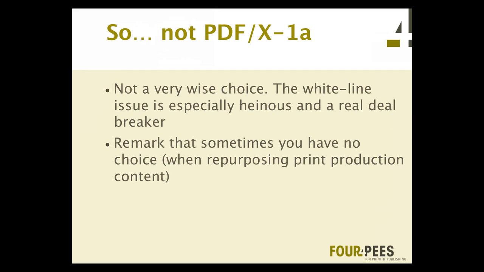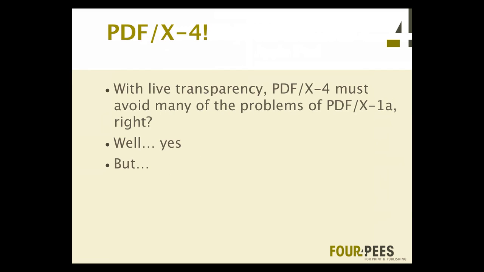So maybe PDF X1A is not a very good choice for this, which, well, means that we have to look at the other option. And the other option would be, let's look at PDF X4. We don't have to flatten transparency, so we don't run into the problem of the file getting bigger. We don't run into the problem of the file getting more complex and thus rendering slower. We keep our transparency, so we don't have the white lines. It's all great. This is what the thing was made for, so perfect.